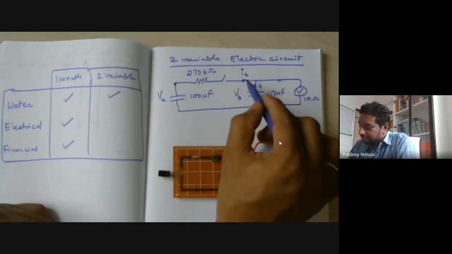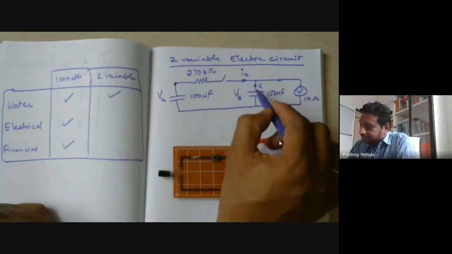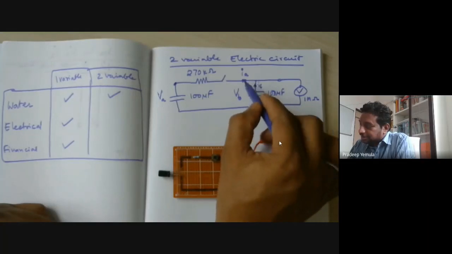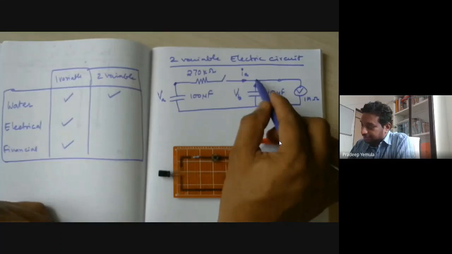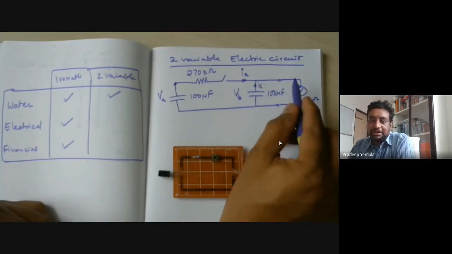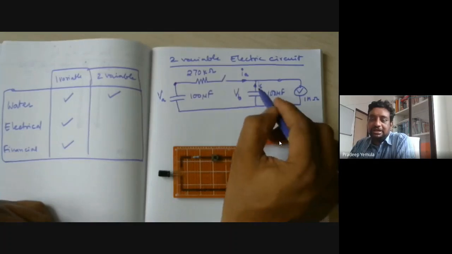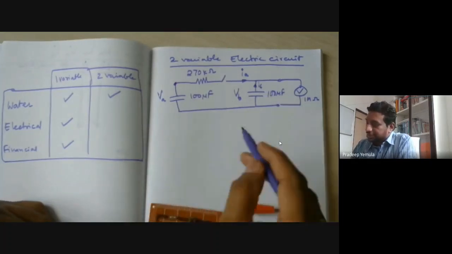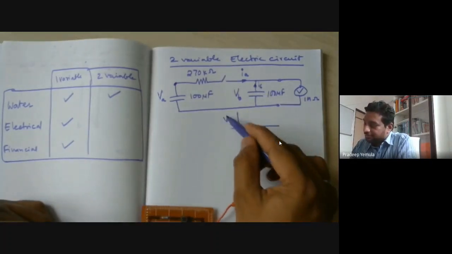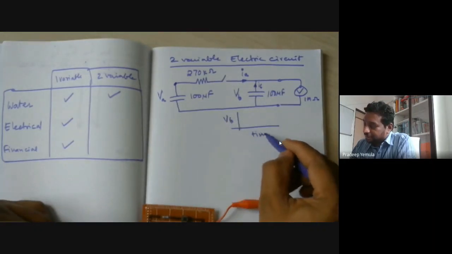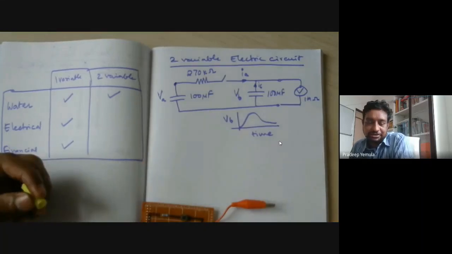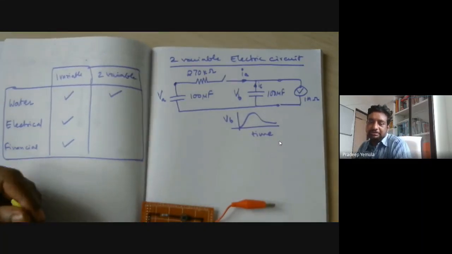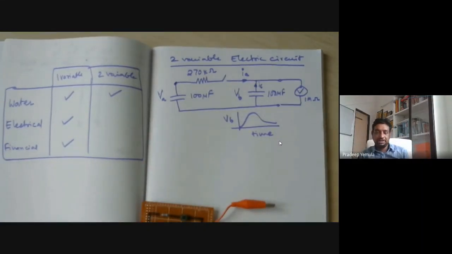Now, after some time, when VB becomes sufficiently high, it will also start contributing current to the meter, and then the current will again become low. So if I plot the value of VB versus time, what I am expecting is that it will increase and then again decrease. This is what we want to verify experimentally.